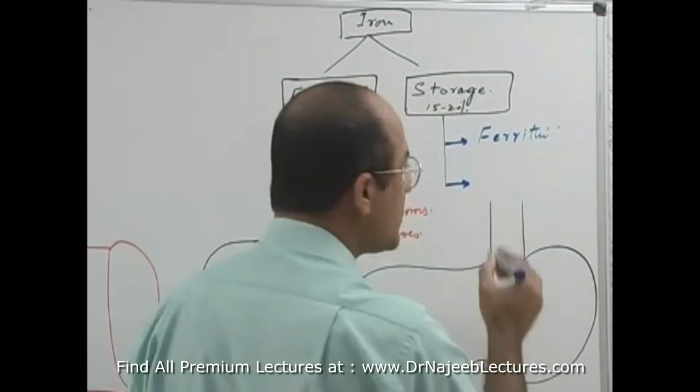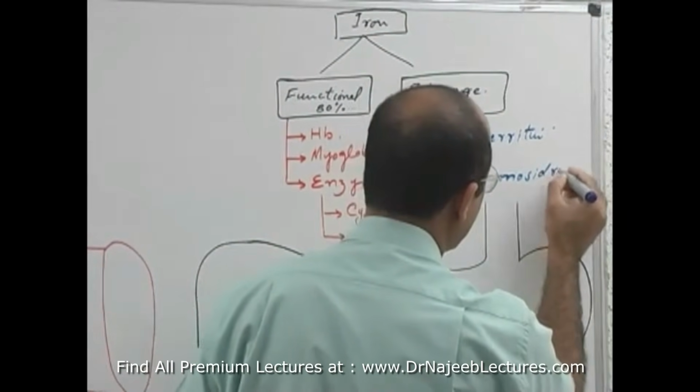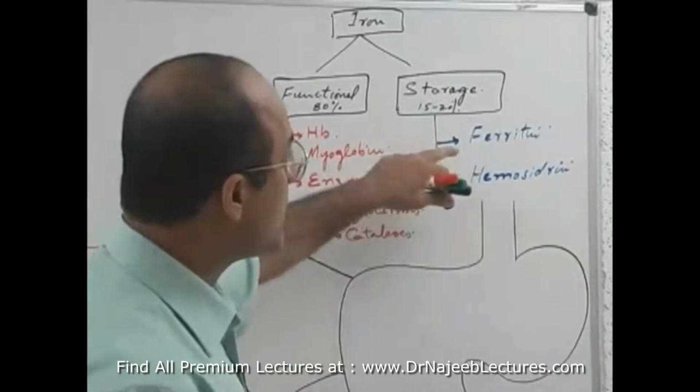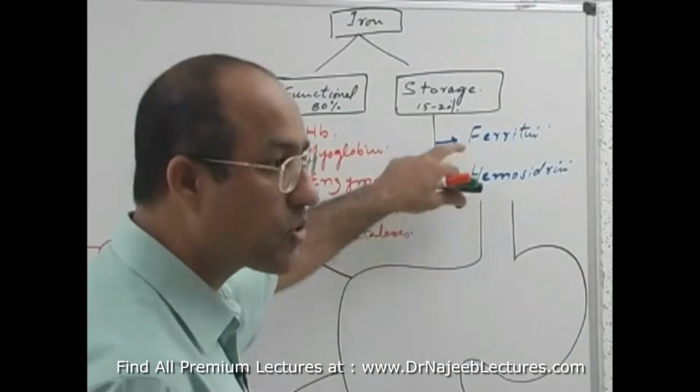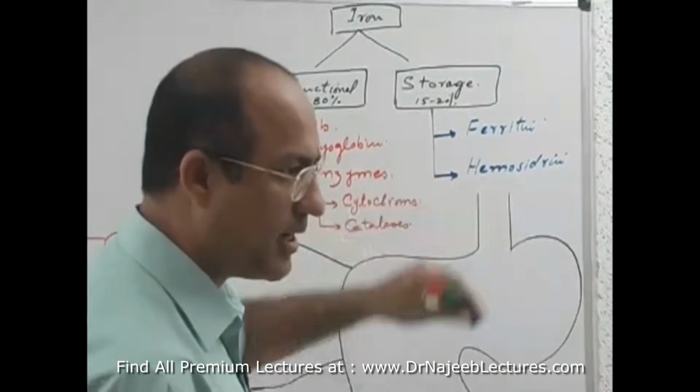And the other storage form is hemosiderin. Now, as a good doctor, you must know the difference between ferritin and hemosiderin. Both of them are storage forms. So what are the differences between them? We'll discuss in detail later, right?